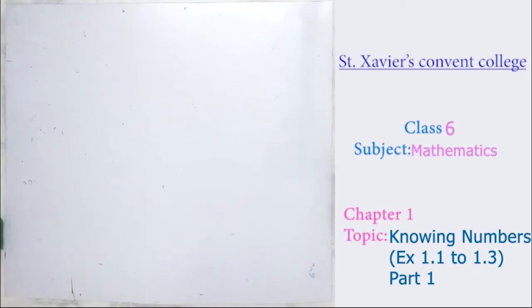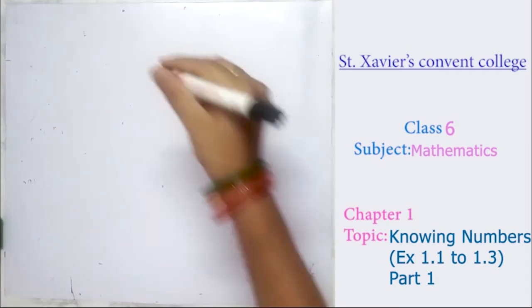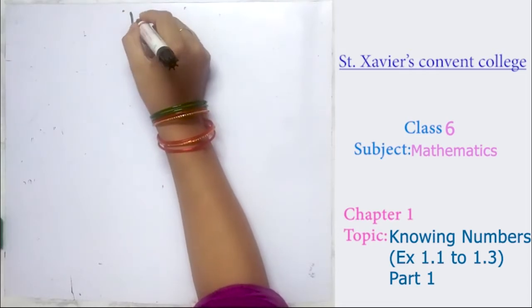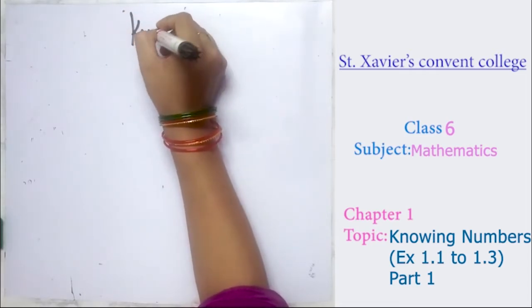Now we are starting with the class 6 maths. The first chapter is Knowing Numbers. In Knowing Numbers, we have a very important topic of discussion, that is the place value and the face value of a given set of numbers. So we will discuss the first chapter, Knowing Numbers.